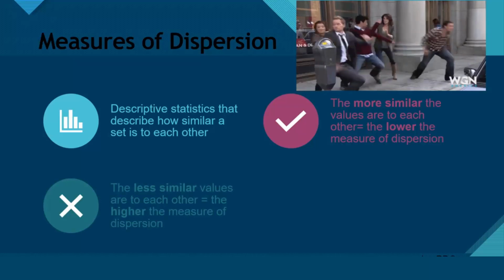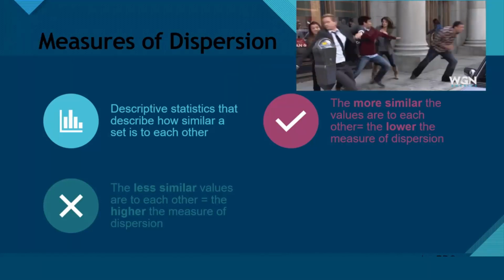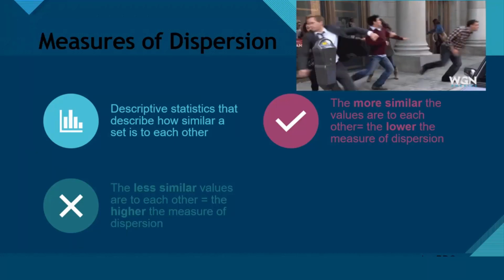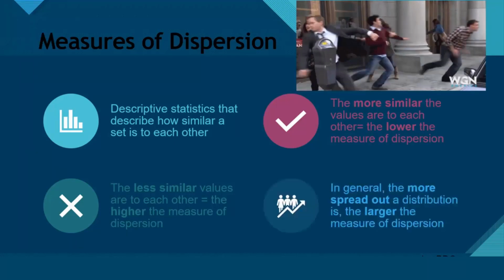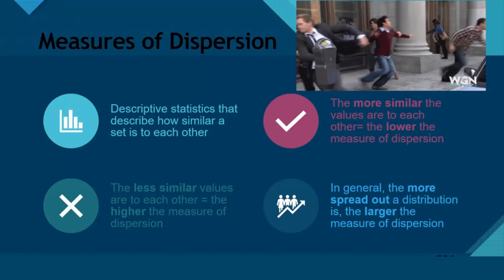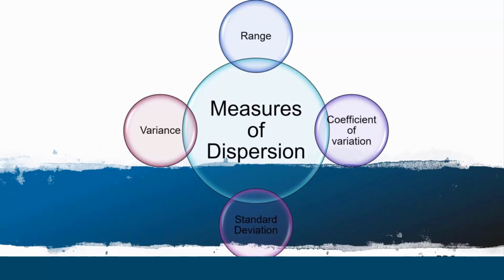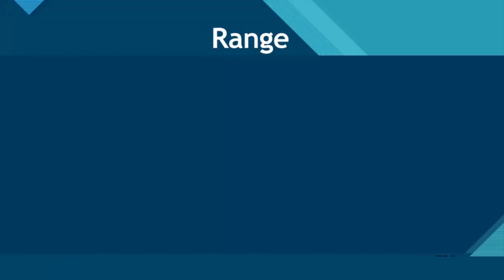Another way to describe it is if we have a group of samples that are dispersed greatly around the mean, we see that they're less similar values. The less similar the values, the more spread out the distribution is. So we call that a larger measure of dispersion. Let's talk about how we can measure that with the range, the variance, the standard deviation, and the coefficient of variation. Some of this might be a bit of a review to you, some maybe not.